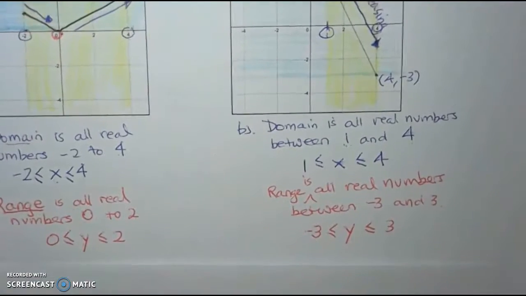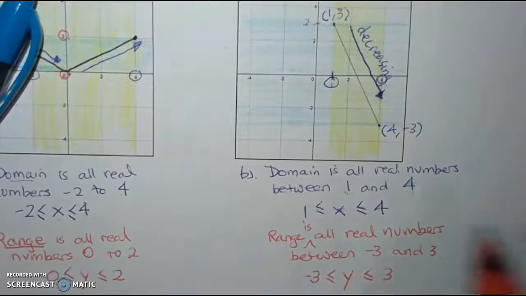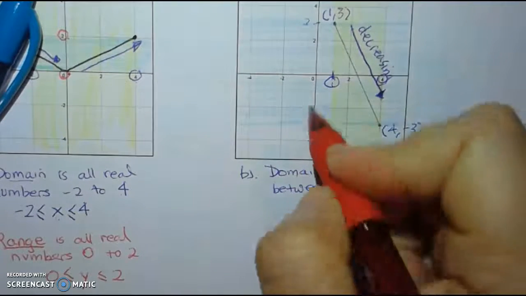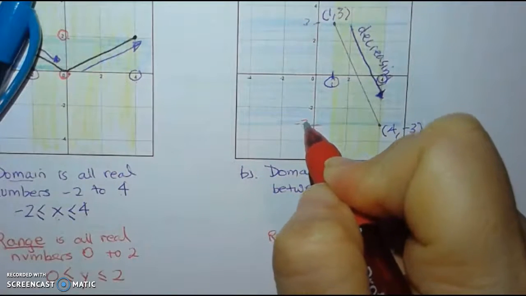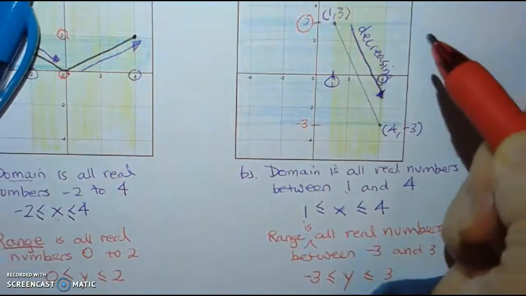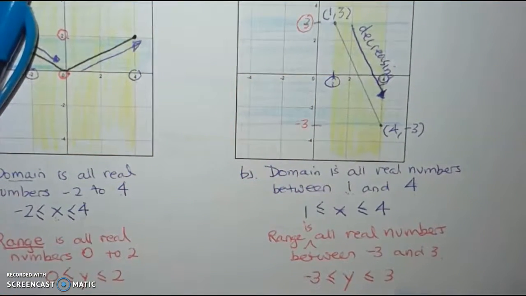Okay, and then the second problem, again, I shaded in just like we did in Desmos and figured out the minimum was -3 here and the maximum was +3. So the range is all real numbers between -3 and 3, and you would write it as -3 is less than or equal to y is less than or equal to 3.